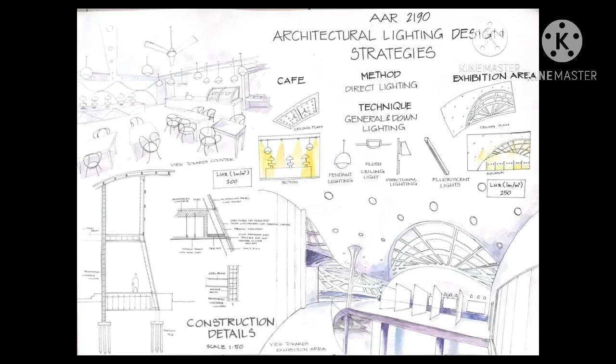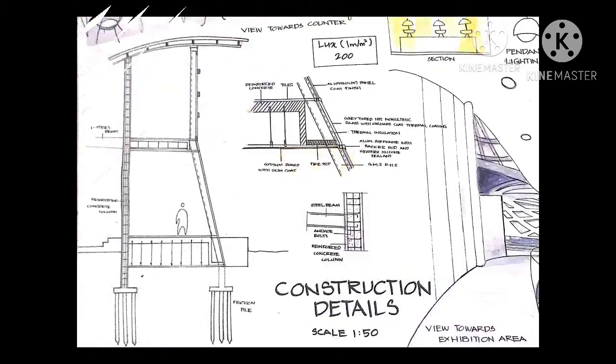Next, we move to the construction details. The building used frictional piling as the deep foundation in the sandy area. The column used is a reinforced concrete column and it is connected to the I-steel beam. The column is slanted and same goes to the window.